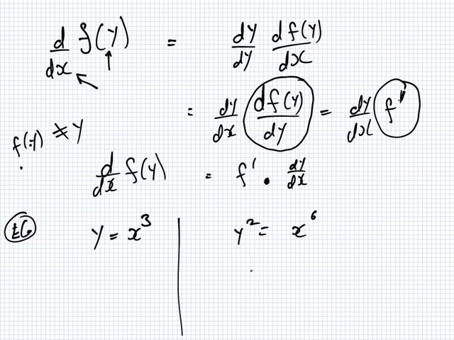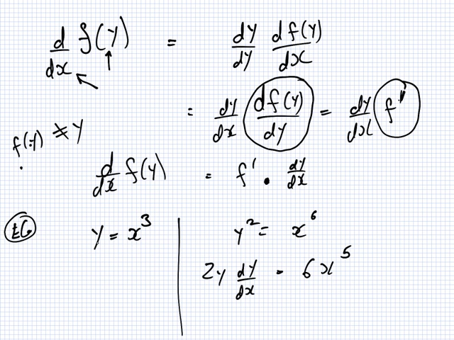Okay, so let's see this formula working correctly. According to my formula, if I differentiate y squared, all I do is multiply by dy dx. So what's the derivative of y squared? That would be 2y dy dx. And derivative of x6? 6x5. Now let's test if that works.